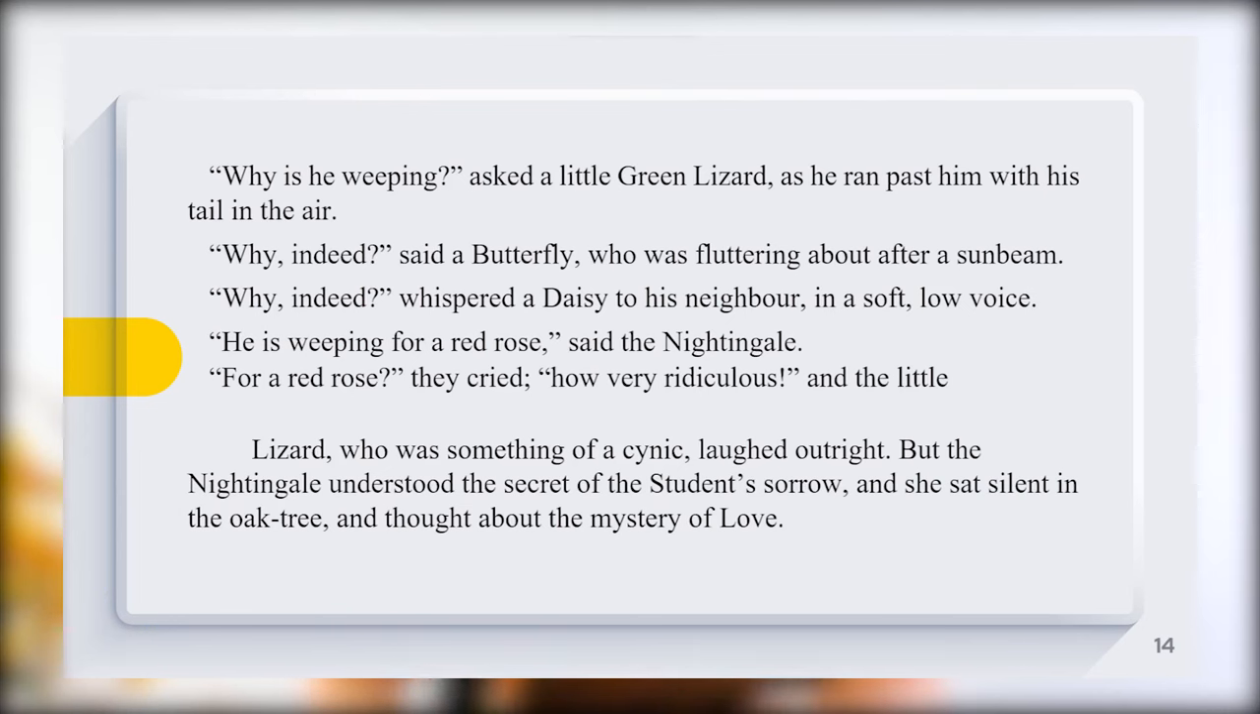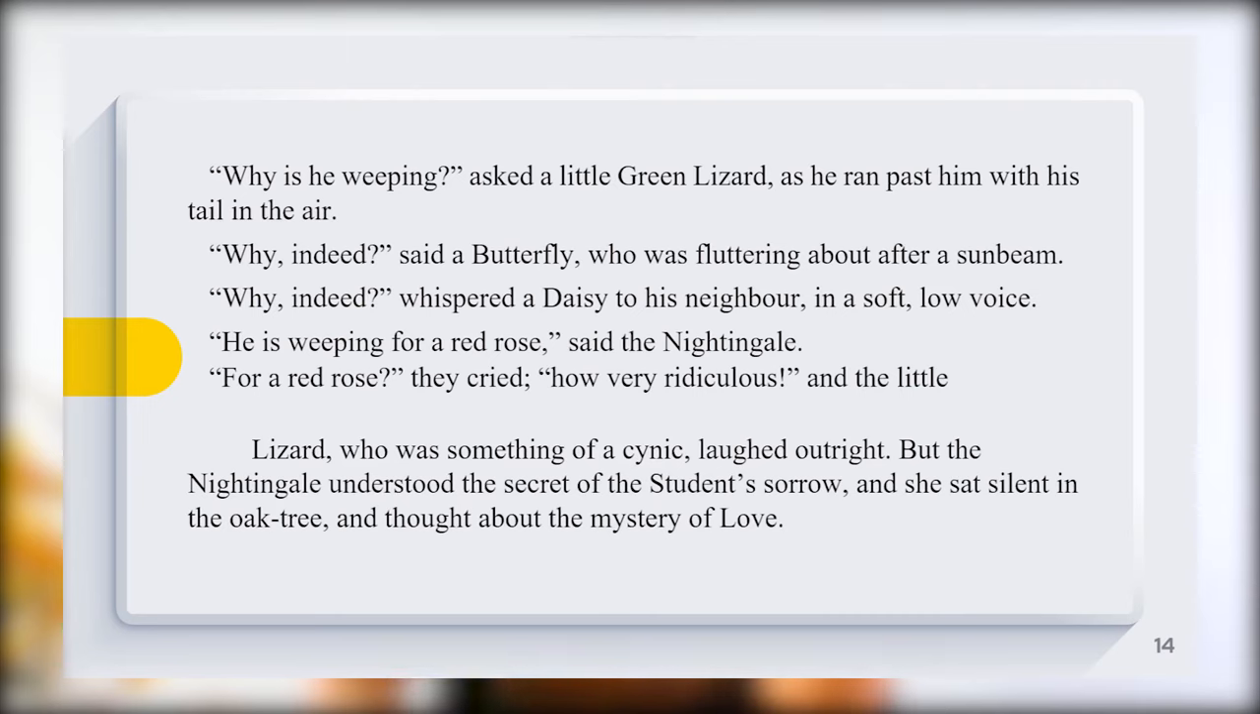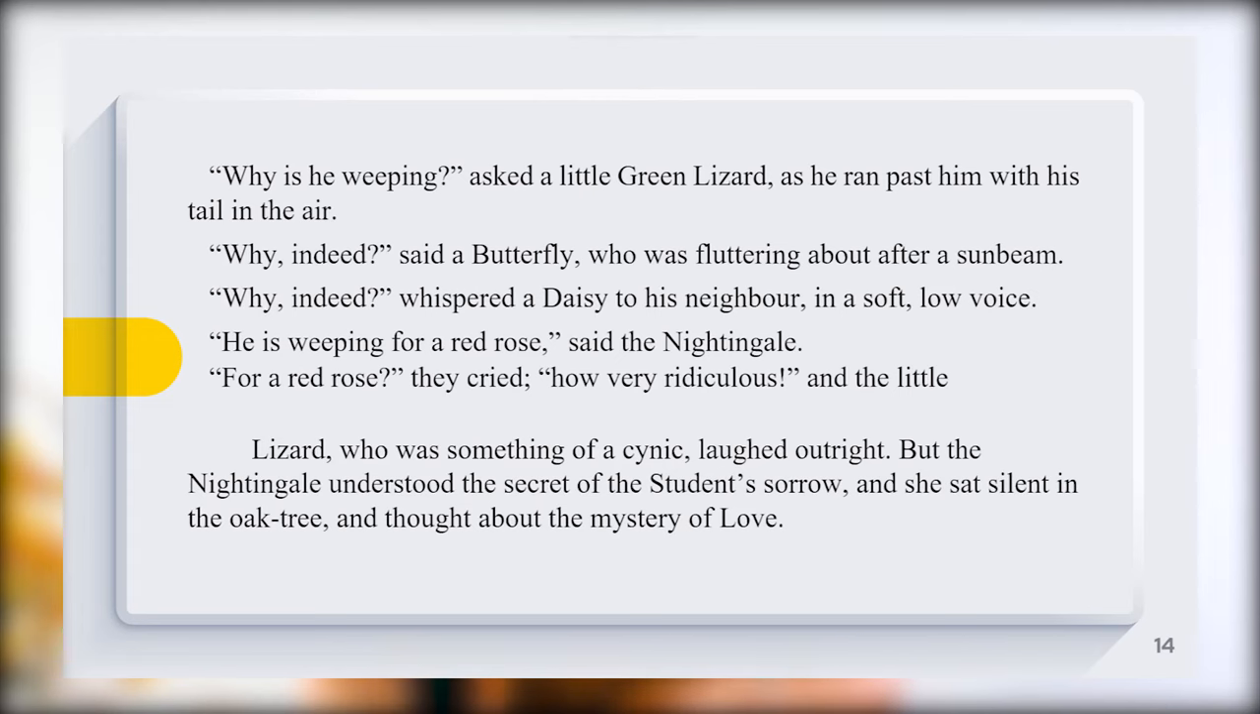Why is he weeping? Asked a little green lizard. මේ garden එකේ lizard කෙනෙක් ඉඳලා ඇහුවා. As he ran past him with his tail in the air, නැට්ටත් උඩට උස්සගෙන වේගෙන් යන ගමන්, අඬනකොට ඇවිල්ලා අහනවා මොකද අර පිරිමි ළමයා අඬන්නේ කියලා. Why indeed, said a butterfly, who was fluttering about after a sunbeam. අර ඉර එළිය කදම්බයක් පිටිපස්සේ පියාඹගෙන යන butterfly කෙනෙක් අහනවා මොකද අඬන්නේ කියලා.